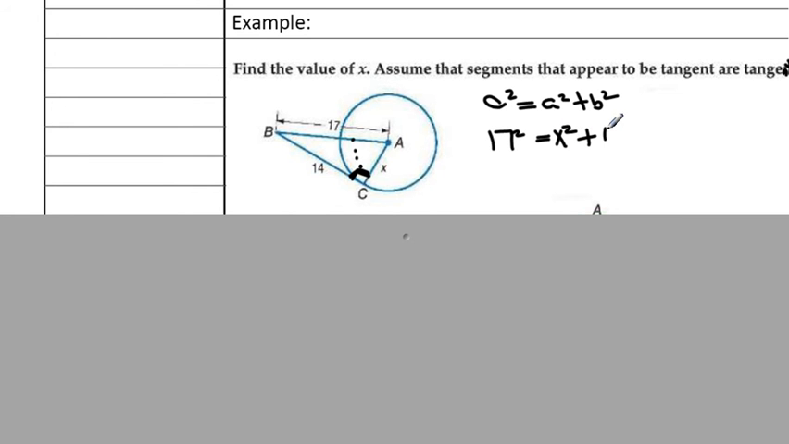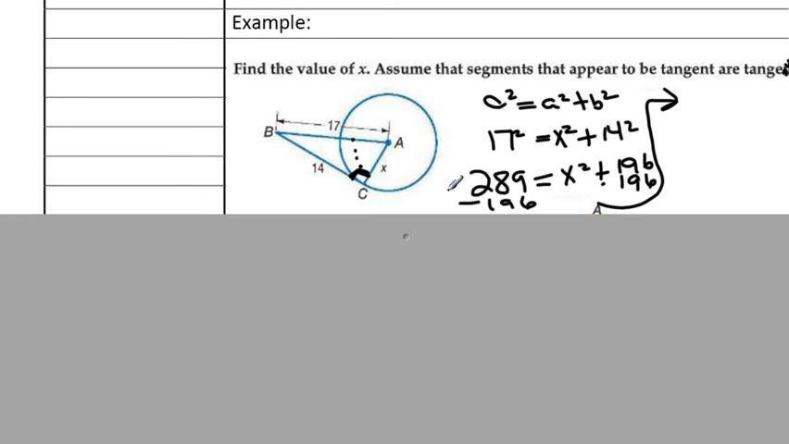plus 14 squared. Okay, now 17 squared is 289. That's going to equal x squared plus 14 squared, which is 196. We'll go ahead and subtract 196 from both sides of our equation. And we will come up here. 289 minus 196 is 93.